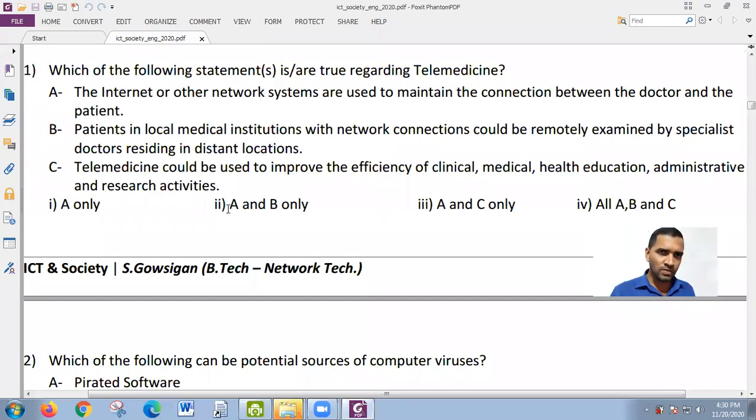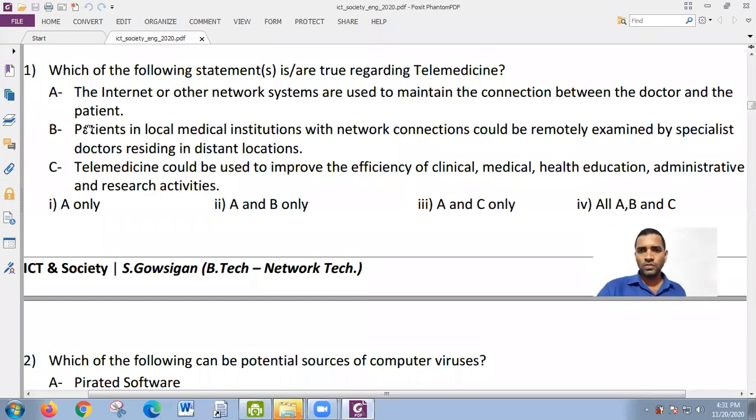Don't think that telemedicine is a small circle, only treating the patient in low distance locations. Yes, that is there, but in addition to the treatment, it includes all these other things like clinical, health educations, administrative, research, everything comes under telemedicine, right? So remember the last point. Sometimes you may think that the last point is wrong because it has some different ideas like administrative, maybe clinical, but everything comes under telemedicine.